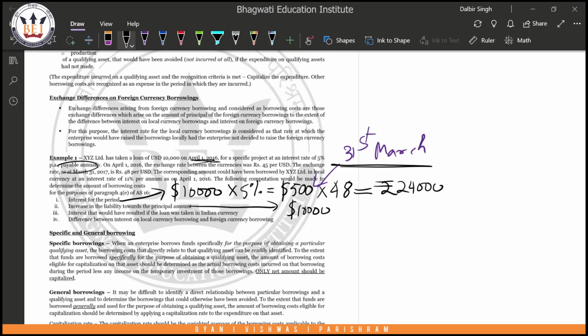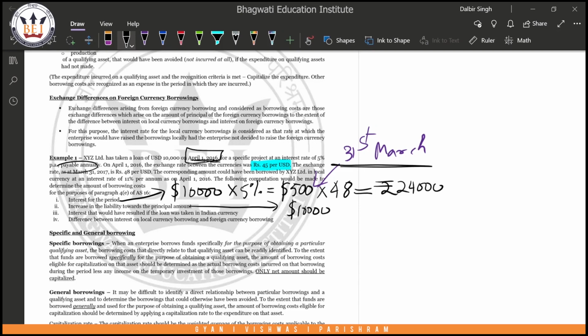$10,000. Now at what rate did I record this, and when did I record this? I recorded it around April 1. That is when I took a loan. Now on April 1, what is the rate of USD? It is 45 per dollar, which means when I took this loan and converted it into INR, I had converted this loan at 45 per dollar, which means in my books of accounts I have recorded this loan, this liability at 48.